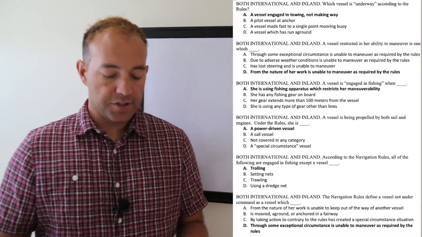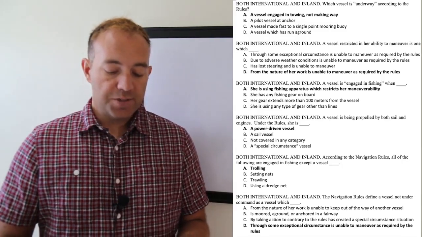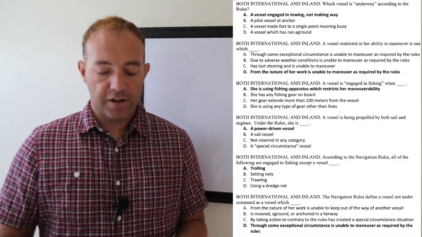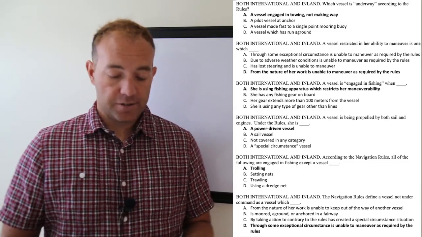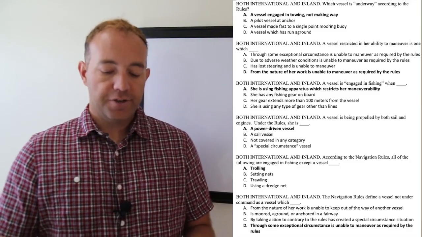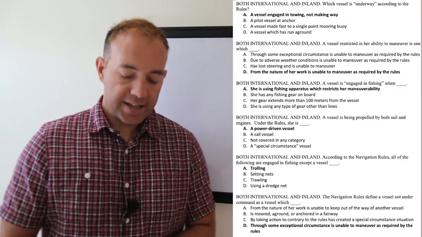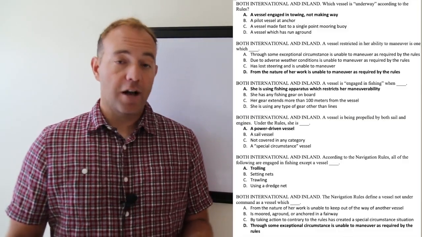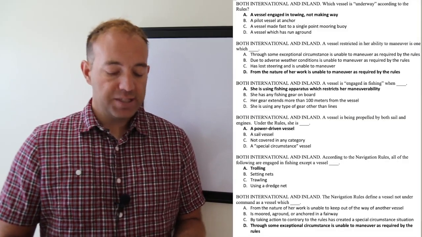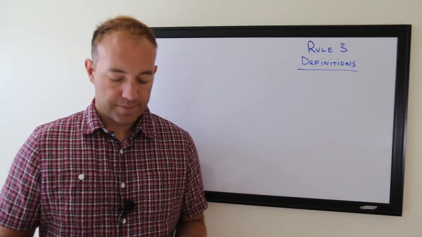Looking at the other answers, choice A would be a vessel restricted in its ability to maneuver. Choice B would be moored, anchored in a fairway, maybe just an anchored vessel. Choice C, by taking action contrary to the rules has created a special circumstance. Well, if you think back to Rule 2, special circumstance, I kind of mentioned they throw those words in there a lot. Often they're incorrect, but choice D is the one we're after in this case. Not under command means exceptional circumstance.